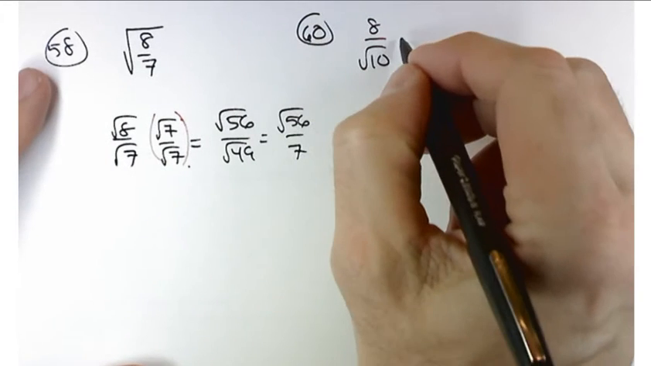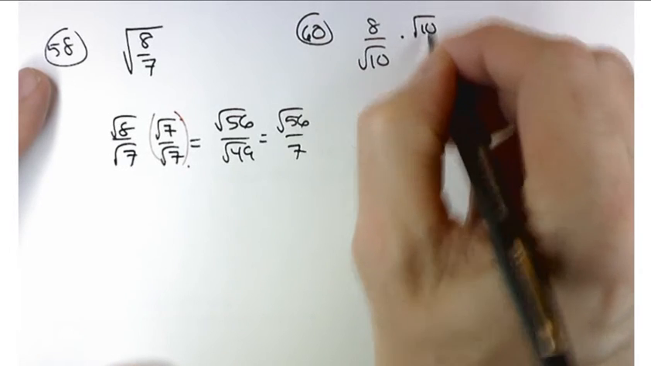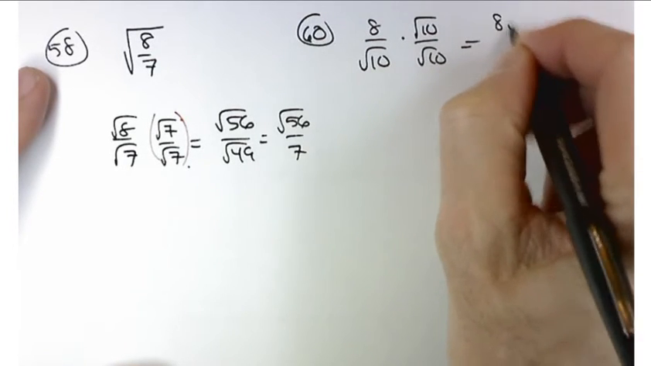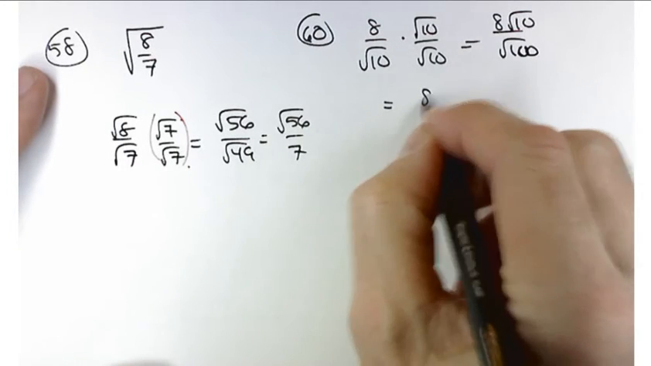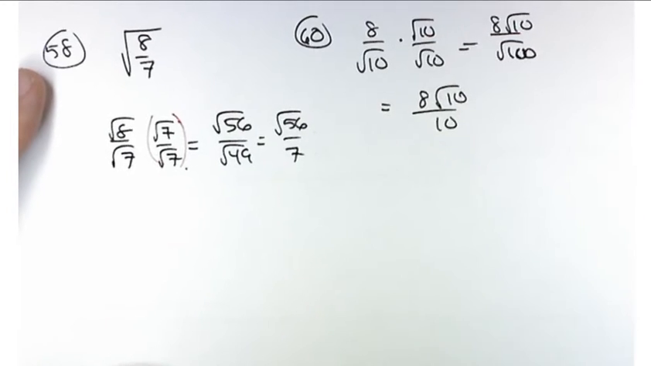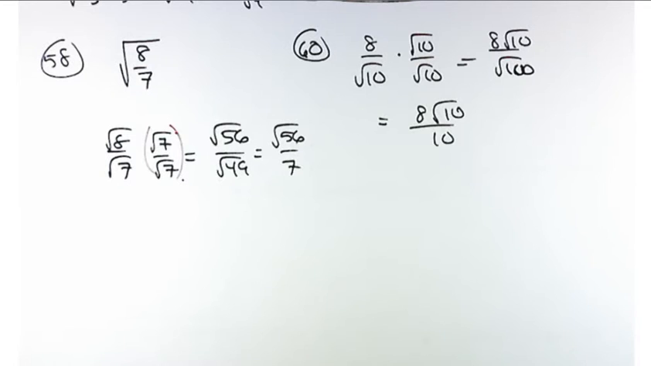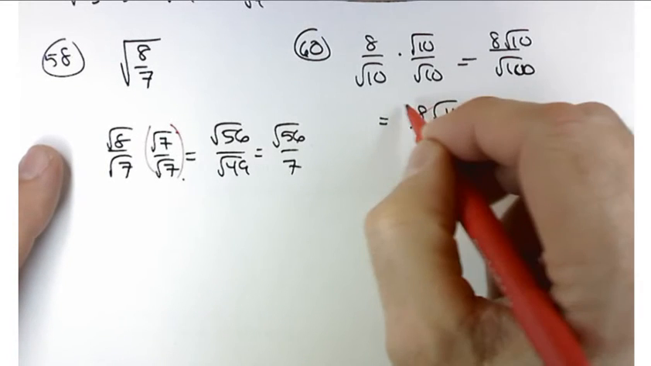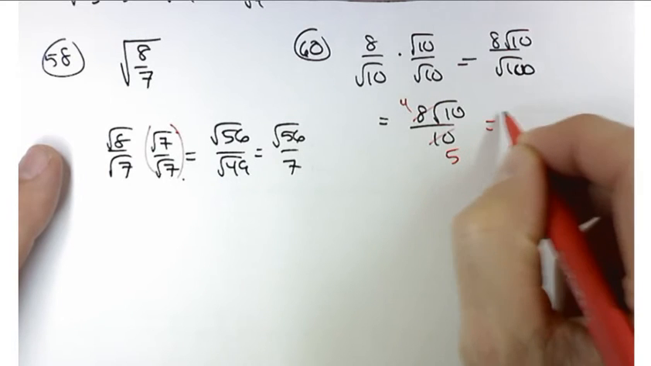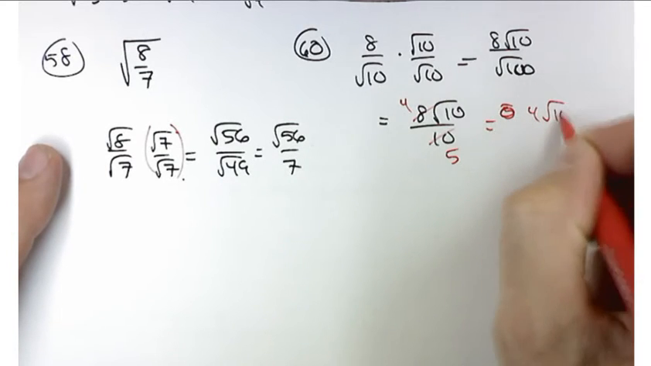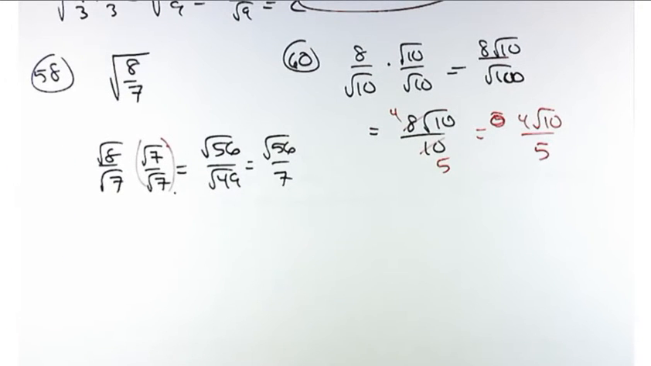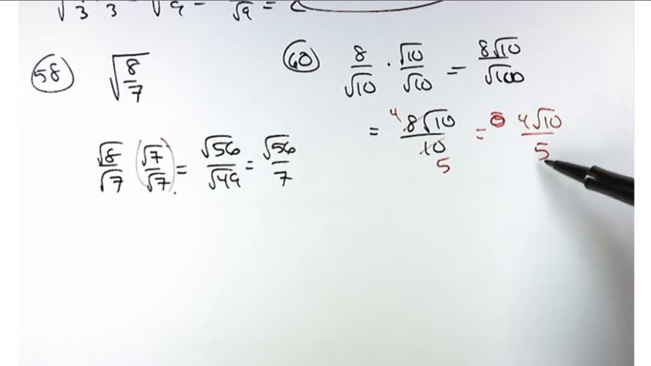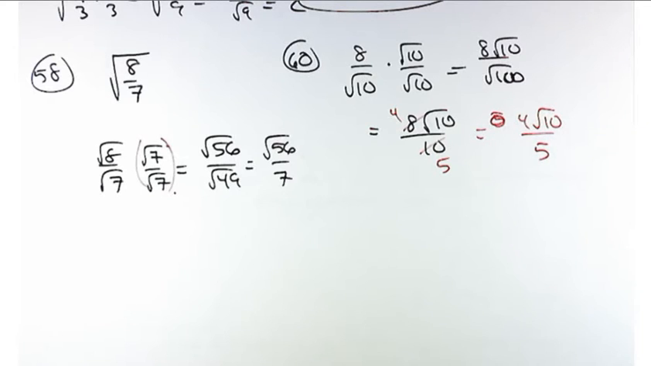Likewise, in problem number 60, I can multiply by the square root of 10 over the square root of 10. I get 8 square roots of 10 over the square root of 100, which is 8 square roots of 10 over 10. And I think I gave you a little bit of hint that there's going to be a little extra simplification here. 2 goes into 8 4 times and into 10 5 times, so you should end up with 4 square roots of 10 over 5. Now here's a good question. Can I cancel the 5 into the 10? No. You can't cancel from outside the radical to inside the radical. That's as far as we can go with that one.